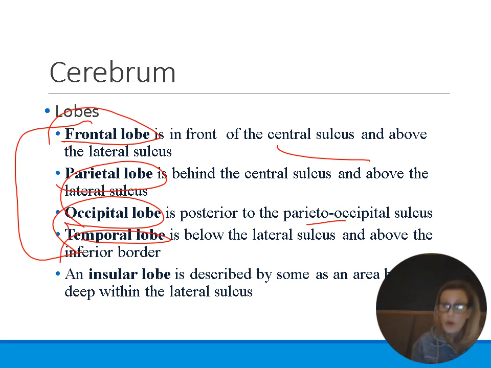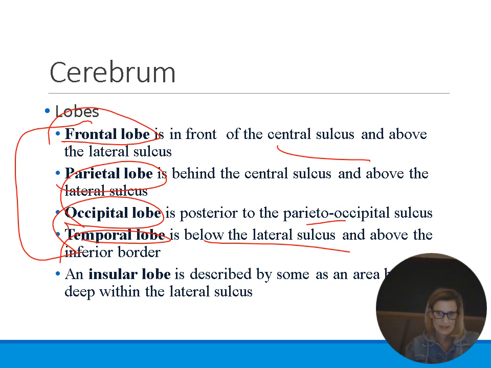Finally, the temporal lobe on either side of the brain, underneath or below that lateral sulcus. Below the lateral sulcus, you see the temporal lobes. Again, your temporal bone is here on the side of the skull, so that makes sense.